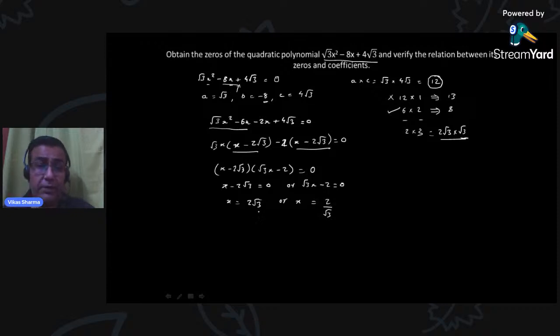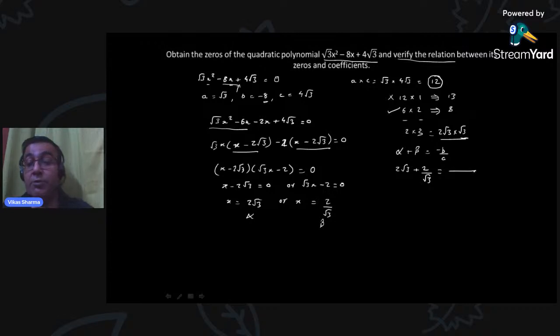And now we need to verify the relation between the zeros and the coefficients. So let's take this as alpha and this as beta. First of all, we know that alpha plus beta should be equal to minus b upon a. So taking alpha plus beta, we get 2 root 3 plus 2 upon root 3. That means we take root 3 as the LCM. This becomes root 3 into root 3 is 3. 3 times 2 is 6. 6 plus 2 gives us 8 upon root 3.